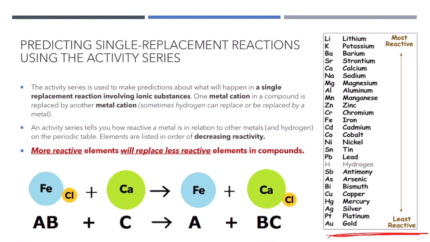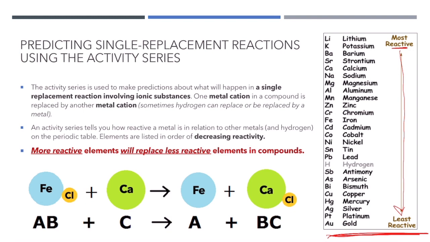Right, and the activity series, this is basically a list of metals, and up at the top are the most reactive metals, and as we move down, the metals get less and less reactive, so there's decreasing reactivity as we move down that table. But basically, this is the example for the metals replacing metals here.